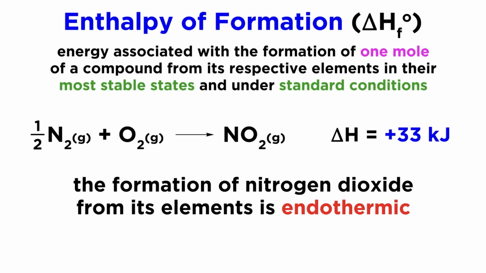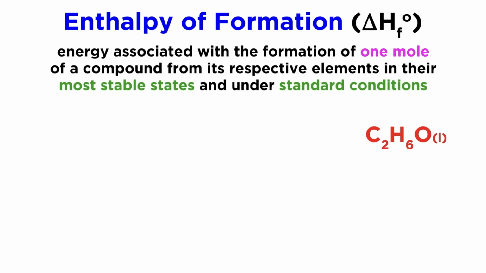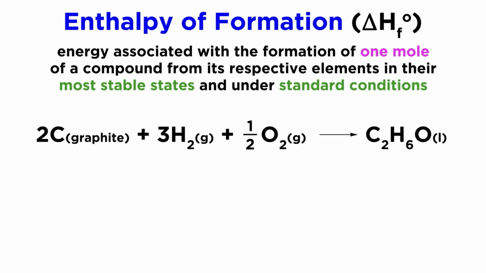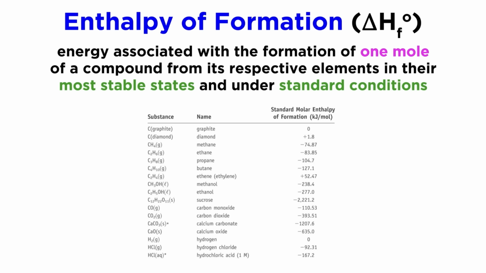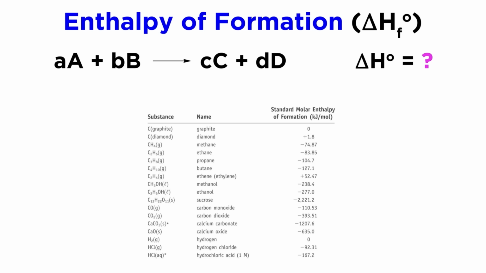If we want to write a heat of formation reaction equation for a compound, like ethanol, we just have to break it down into each element, in this case carbon, hydrogen, and oxygen, and use the correct coefficients to result in 1 mole of the compound. For ethanol, that would be 2 moles of carbon graphite to give the 2 carbon atoms, 3 moles of hydrogen to give the 6 hydrogen atoms, and a half a mole of oxygen to give the 1 oxygen atom.